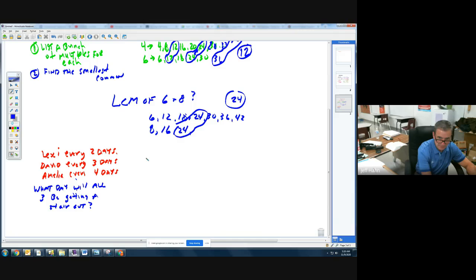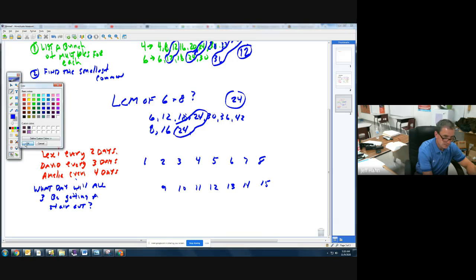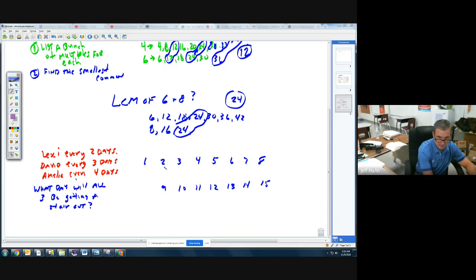Let's just write down some days. Day number 1, 2, 3, 4, 5, 6, 7, 8, 9, 10, 11, 12, 13, 14, day 15, just for fun. So let's do the days when Lexi would be getting her hair cut. Lexi will be purple here. Lexi gets her haircut every second day. So Lexi gets a haircut here, here, here, here. On day number 10, day number 12, day number 14, she's going to keep getting her haircut.